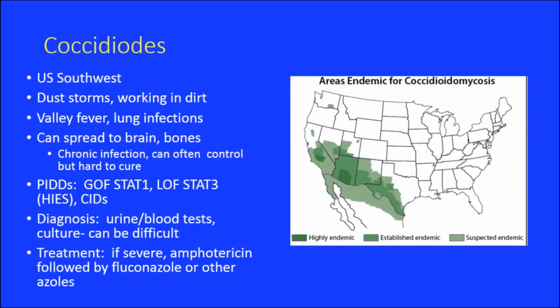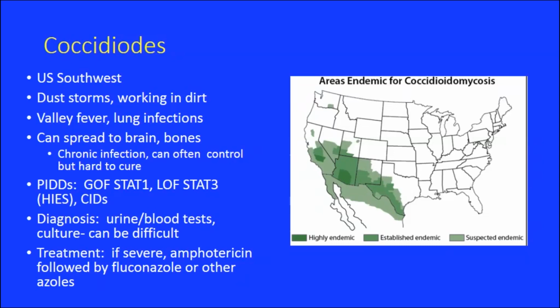Coccidioides. This one is very specific to the American Southwest, most common in Arizona, but there have been a bunch of articles in newspapers and all over the place, the CDC, in recent years about the spread in California. And it is spread often in dust storms or working in the dirt. This causes something called valley fever.